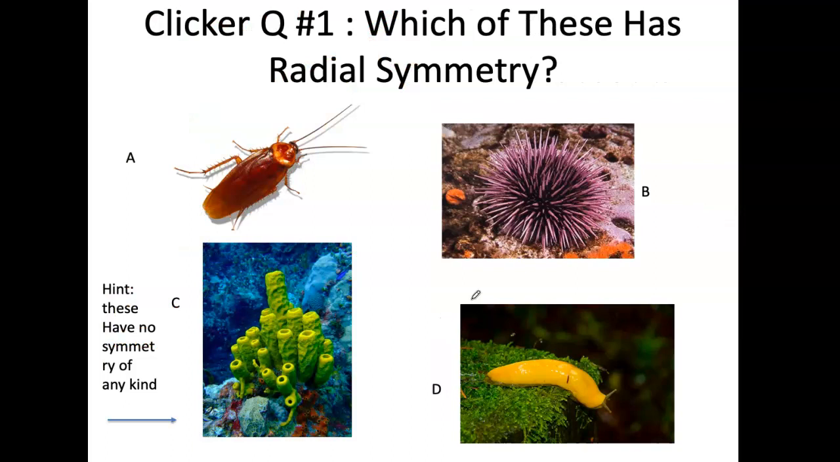Okay, this clicker question we usually do when we're in person in class. Which of these has a radial symmetry? I'm going to eliminate C because this actually has, we consider it, no symmetry at all.